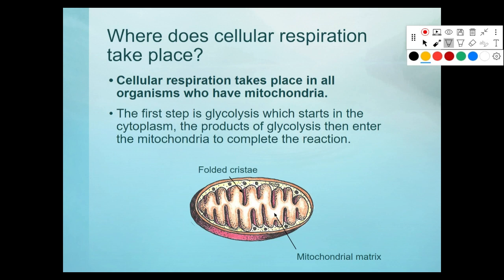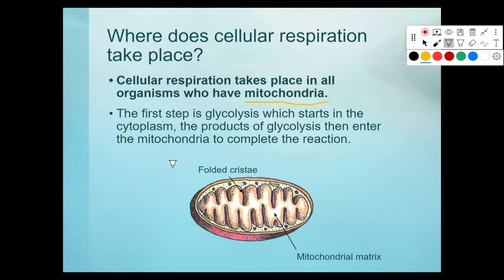Right? So be very thankful for the plants that we have here on Earth, because without them, we would not be around. So where does this take place? Remember, photosynthesis takes place in the chloroplast, but cellular respiration is going to take place right here in the mitochondria.